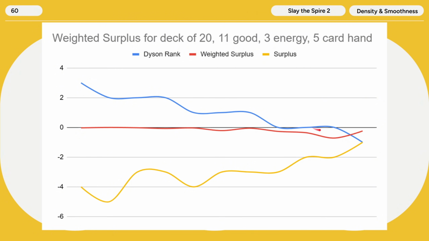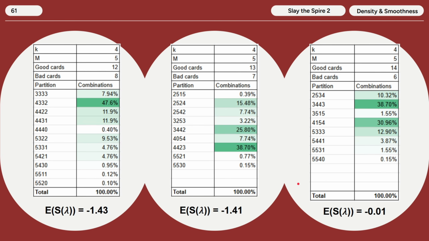So the probabilistic mass of the surplus is over here, right down at the bottom, right around the 0 line, with the negative Dyson ranks and the 0 Dyson ranks. To phrase this differently, probabilistically, you would expect a deck to shuffle around a Dyson rank of 0 for this particular number of cards.